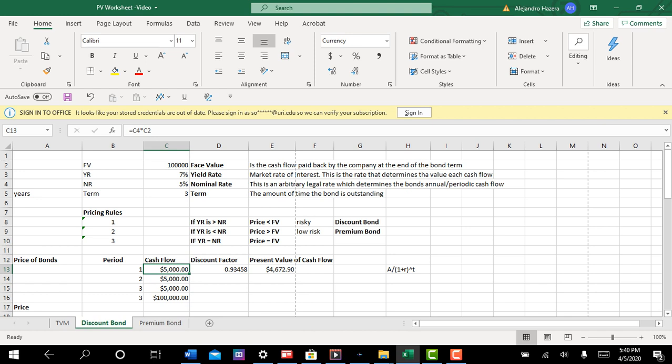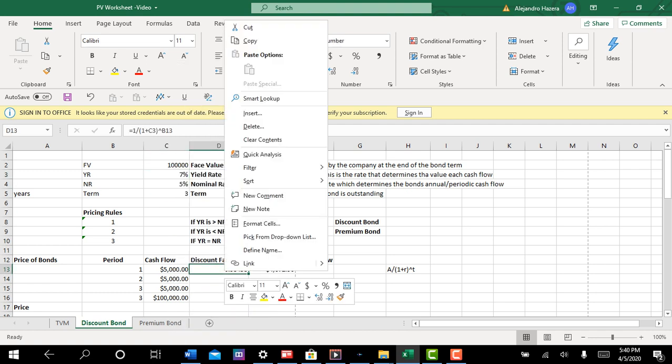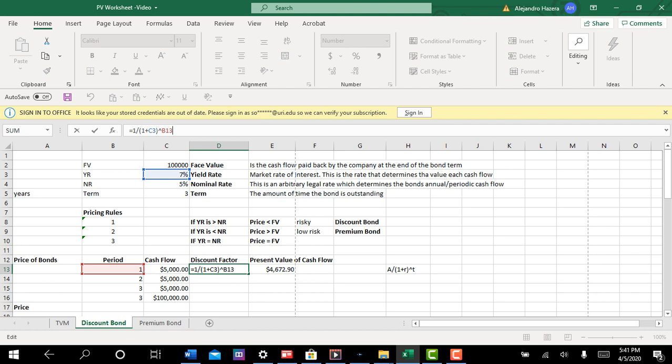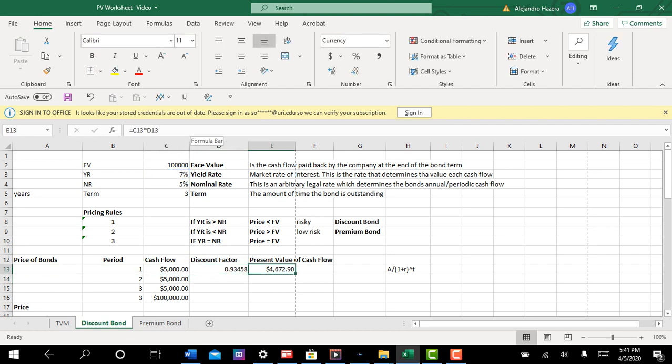So even though we receive 5,000 a year from now, it's only going to be worth, in today's dollars, given a 7% discounting, and I will go back to that formula right there. We're taking 1 divided by 1 plus 7% raised to the power of 1. We're just saying that for every dollar you receive 1 year from now, it's only worth 93 cents today, or $4,672. That's the value. Let's do this one down here. Do one more and then we'll copy down.